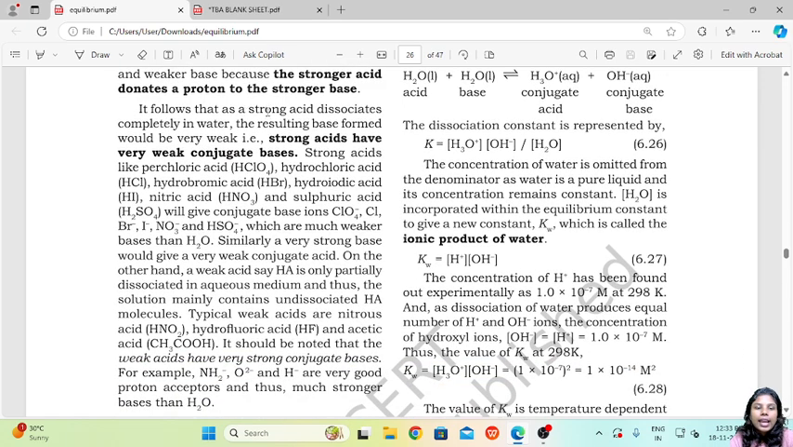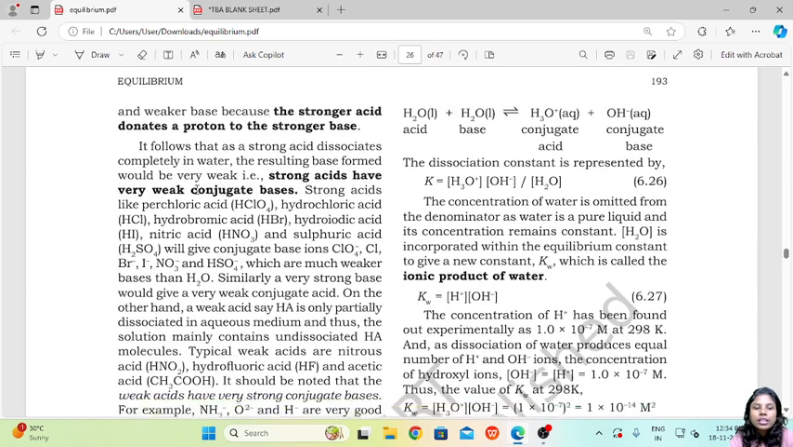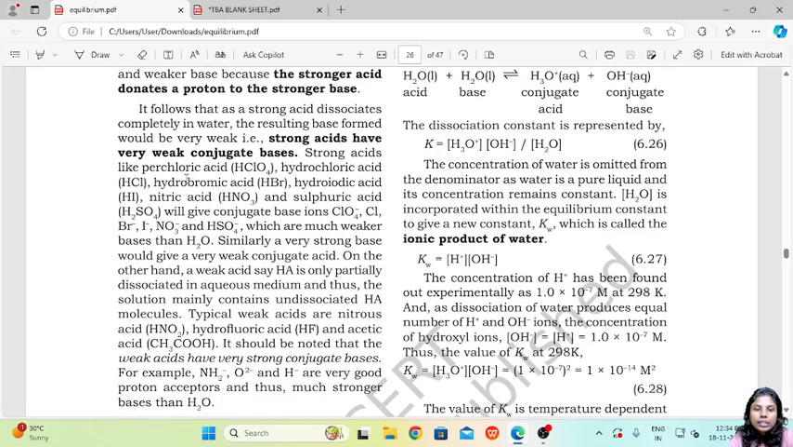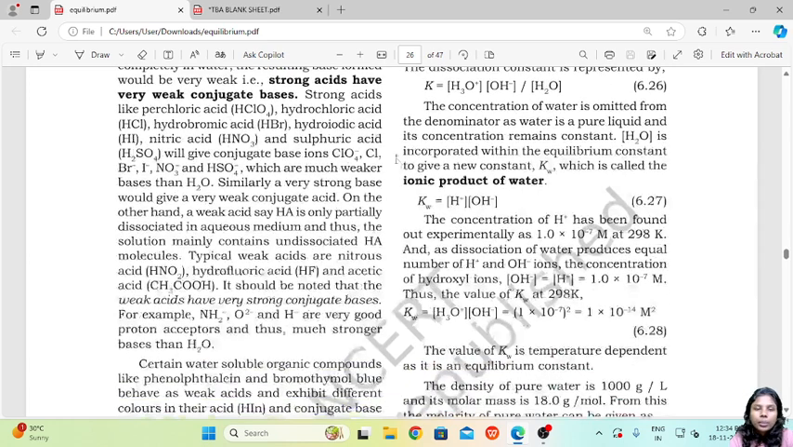It follows that as a strong acid dissociates completely in water, the resulting base formed would be very weak. That is, strong acids have very weak conjugate bases. So now what we are saying is that when a strong acid dissociates completely in water, the resulting base that is formed would be a very weak one, because strong acids are meant to have very weak conjugate bases.